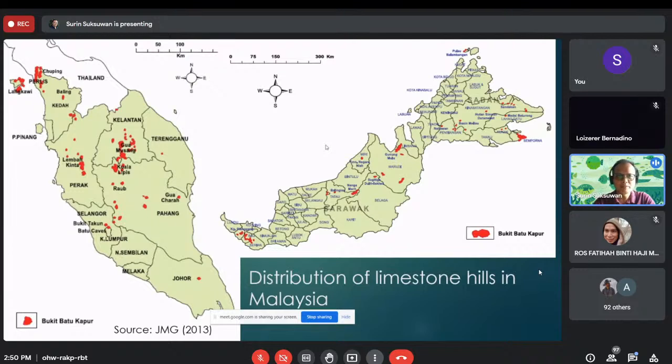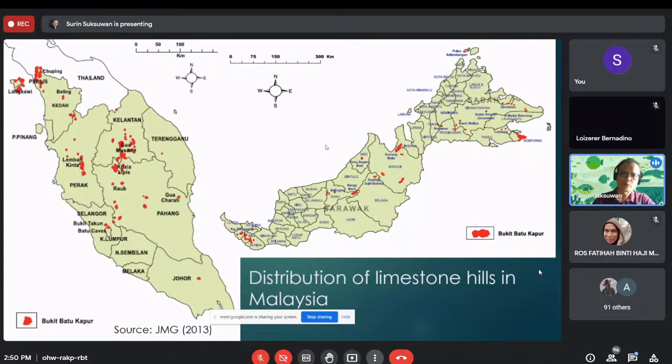And for Peninsular Malaysia, the limestone hills are mainly found in the northern part of Peninsular Malaysia, and you can generally divide the limestone areas into four main parts. The limestones of Kedah and Perlis, the central western side of the peninsula, mainly in the Kinta Valley, and then the northeastern and central eastern areas, Kelantan and Pahang.